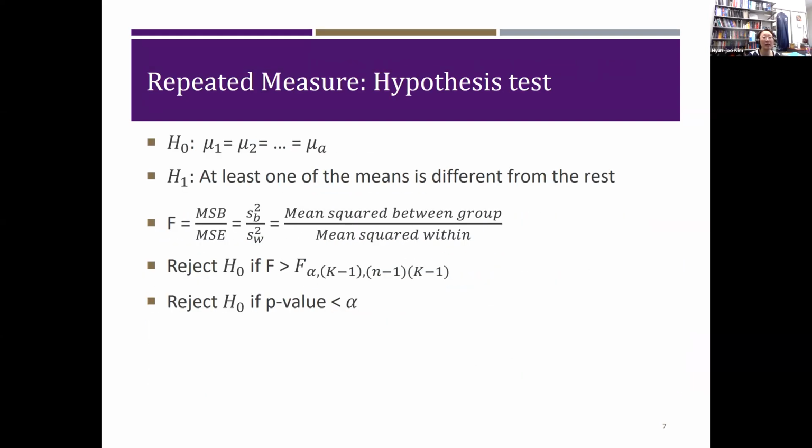Okay. Let's formally write the hypotheses of the repeated measure ANOVA. The null hypothesis is that all means for the different groups are the same. The alternative hypothesis is that at least one of the means is different from the rest. The F test statistic is MSB over MSE, and we reject the null hypothesis if the F test statistic value is larger than the F table value, or the p-value is less than the significance level alpha. This is the end of the first video.